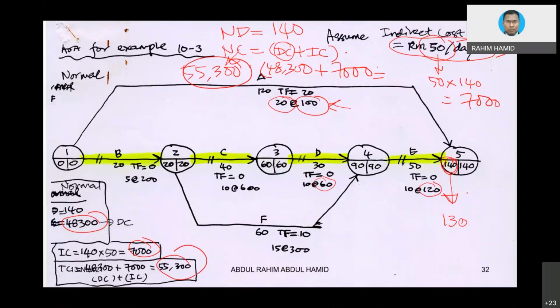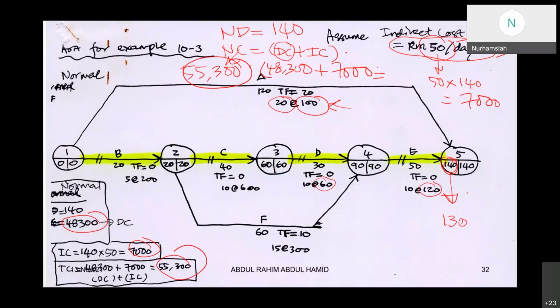Now the question is, Doctor, I want to ask. For the indirect cost, does it mean we can assume any value if the question example does not tell us the indirect cost? Normally we will tell you, because we want the answer to be the same, isn't it? We are just going to give it to you.